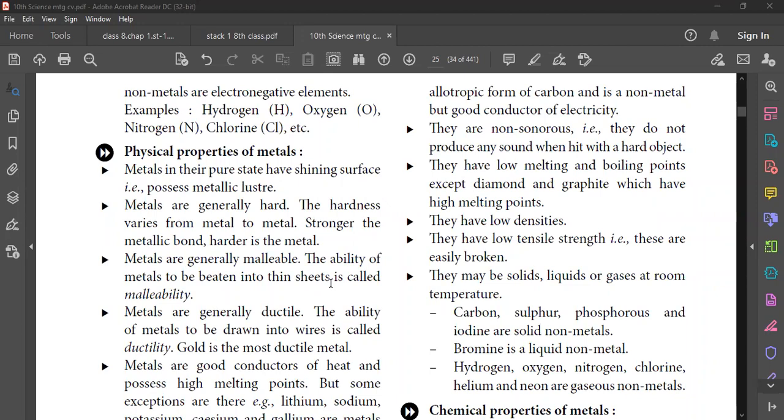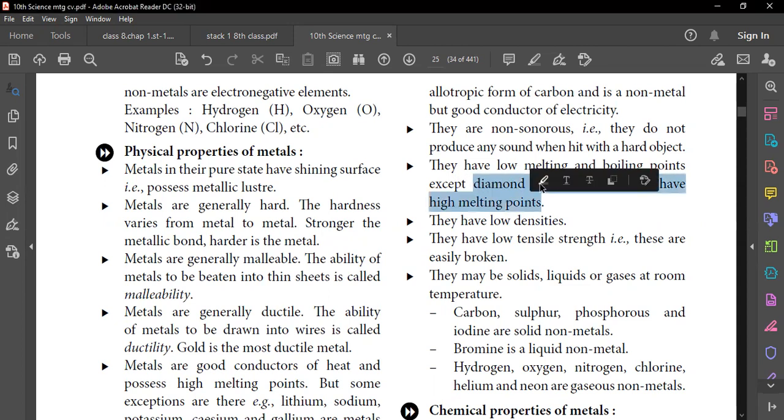So generally non-metals are non-sonorous in nature, meaning they do not produce any sound upon striking. Next point, they have a low melting point as well as a low boiling point. Except diamond and graphite, which have a high melting point and boiling point. When you are studying the physical properties of metals and non-metals, the exceptions are very, very important. Clear? Yes, sir, clear.